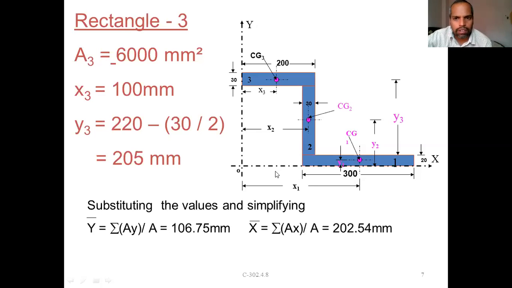So what is the total length? It is nothing but 200 plus 300 minus 30. So 200 minus 30 means 170, 170 plus 300 is 470. The total length is only 470, right? You are getting 202.54. 202.4 means it is still beyond this one.